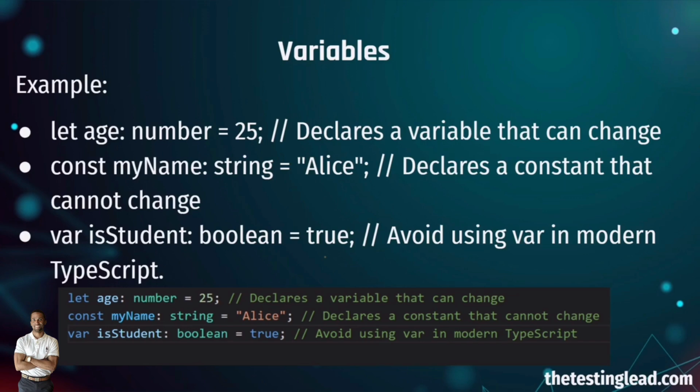But for our example, age is a number that increases every year. For that, we'll use let because it's going to change. Const my name equals Alice. My name is going to be Alice today, tomorrow, and for the rest of my life. So for that, we can use a const.